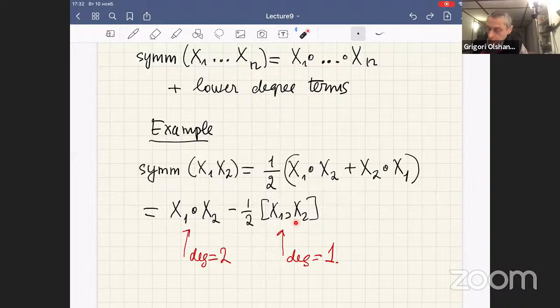And some elements of lower degree. This element has degree 2, and this one is of degree 1.